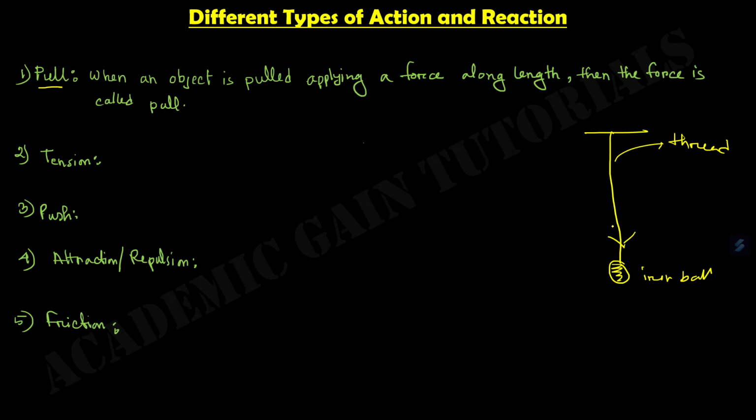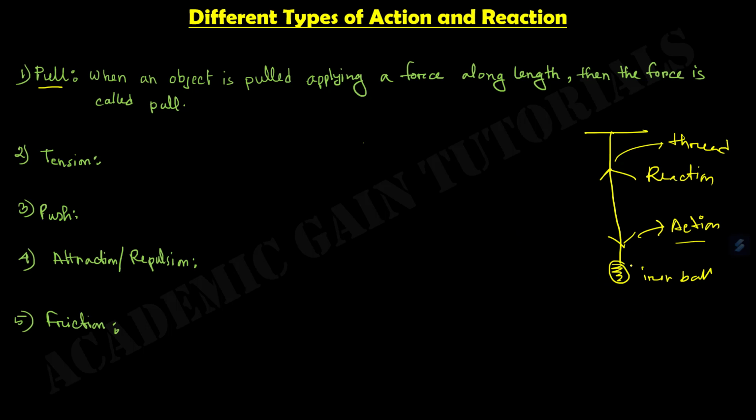The ball pulls the thread downward, and this is known as the action force. According to Newton's third law, the thread pulls the ball upward with an equal force. This is the reaction force, and the action and reaction forces will be equal. The magnitude of the reaction force generated in the thread is equal to the weight of the ball.